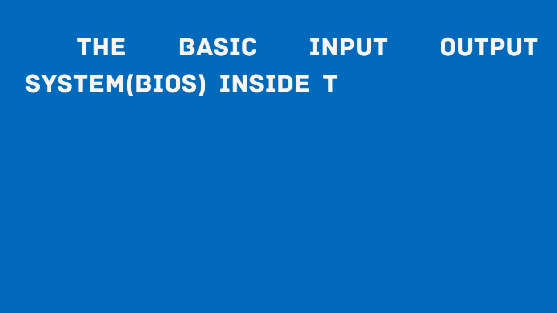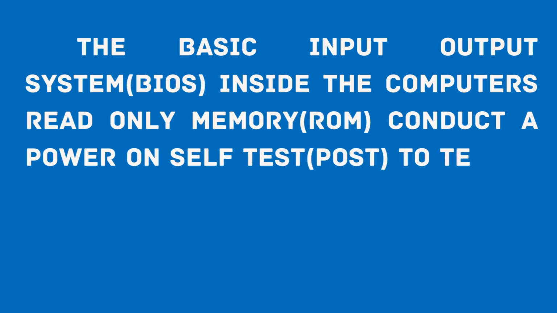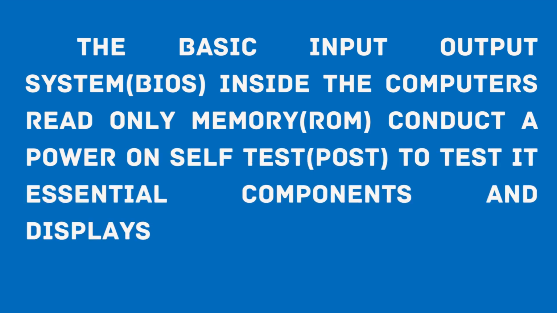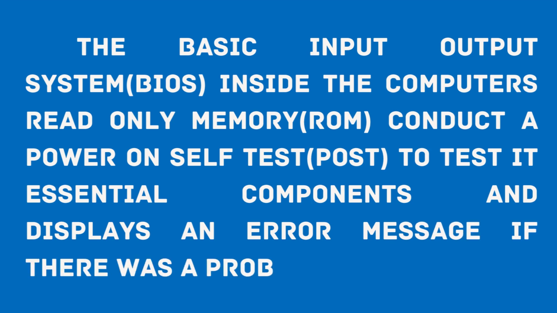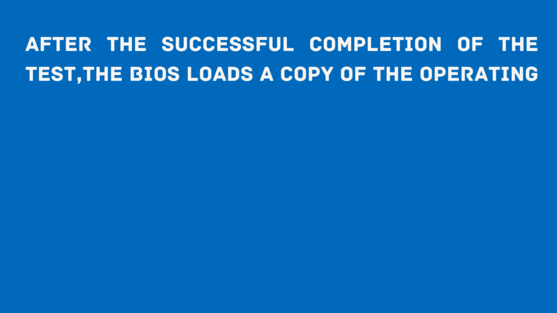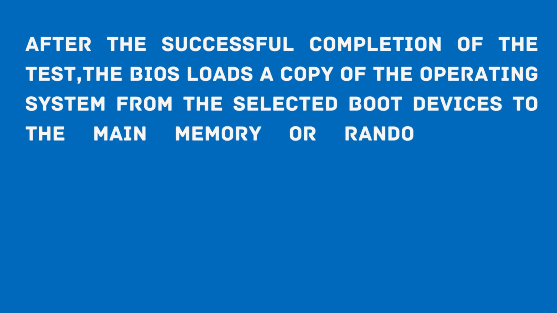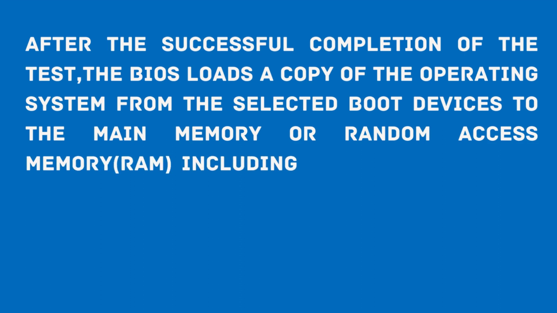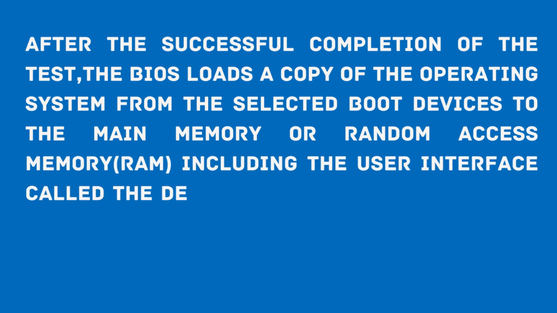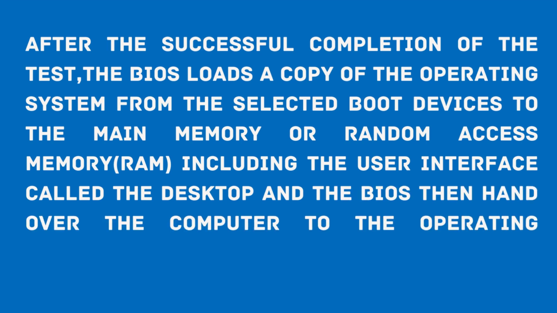After the process, the basic input-output system, BIOS, inside the computer's read-only memory conducts a power-on self-test to test its essential components and displays an error message if there is a problem. After the successful completion of the test, the BIOS loads a copy of the operating system from the selected boot devices into the main memory, or random access memory, including the user interface called the desktop. And the BIOS then hands over the computer to the operating system.